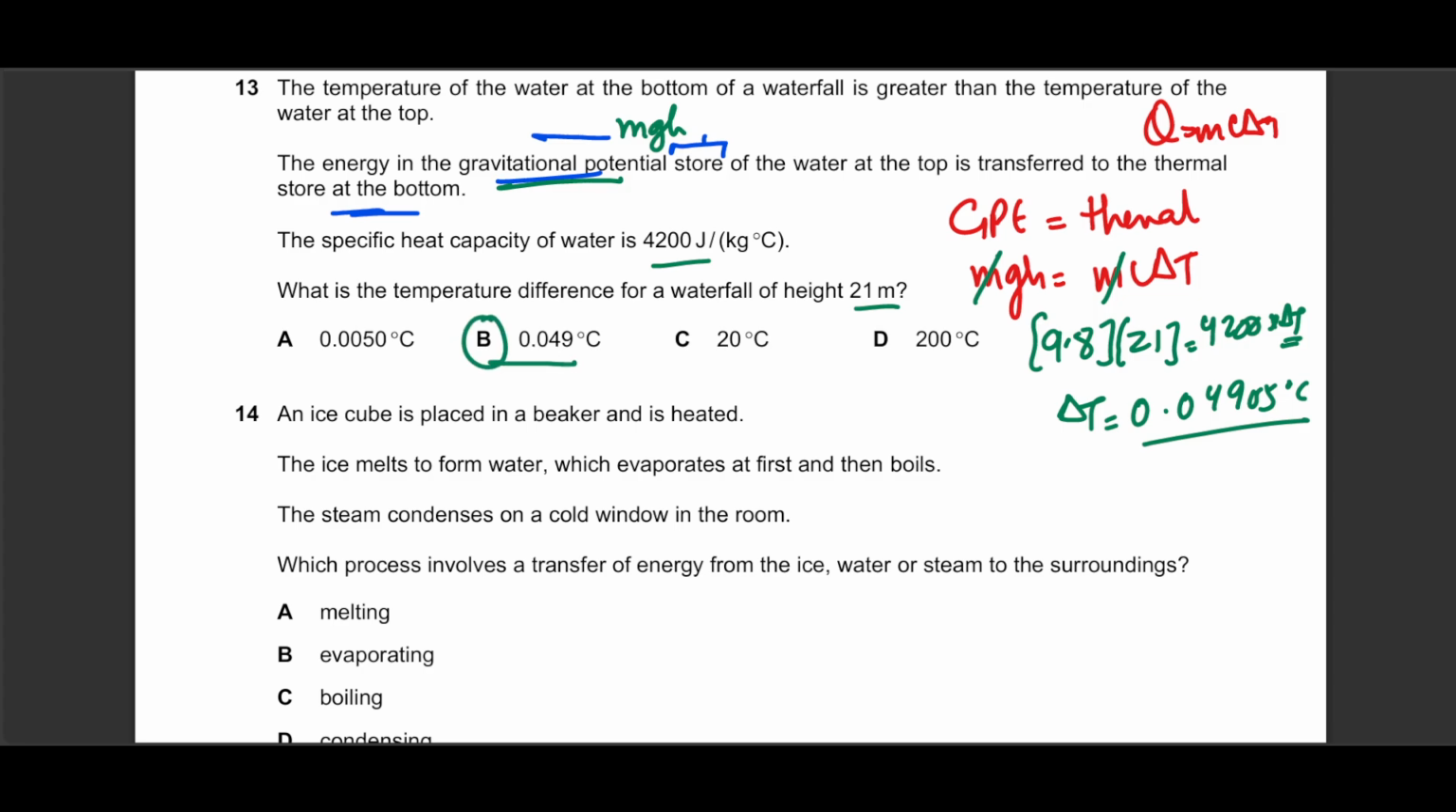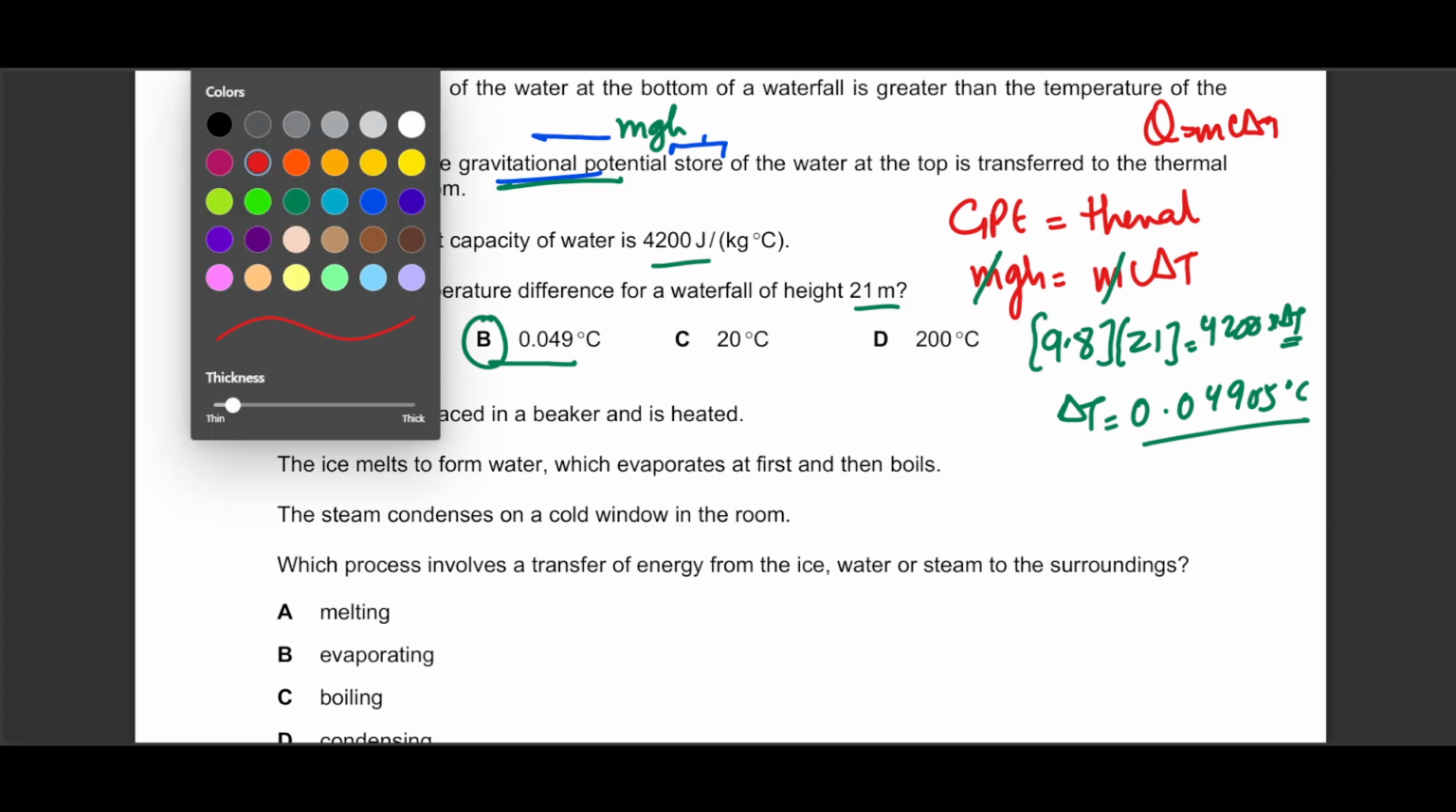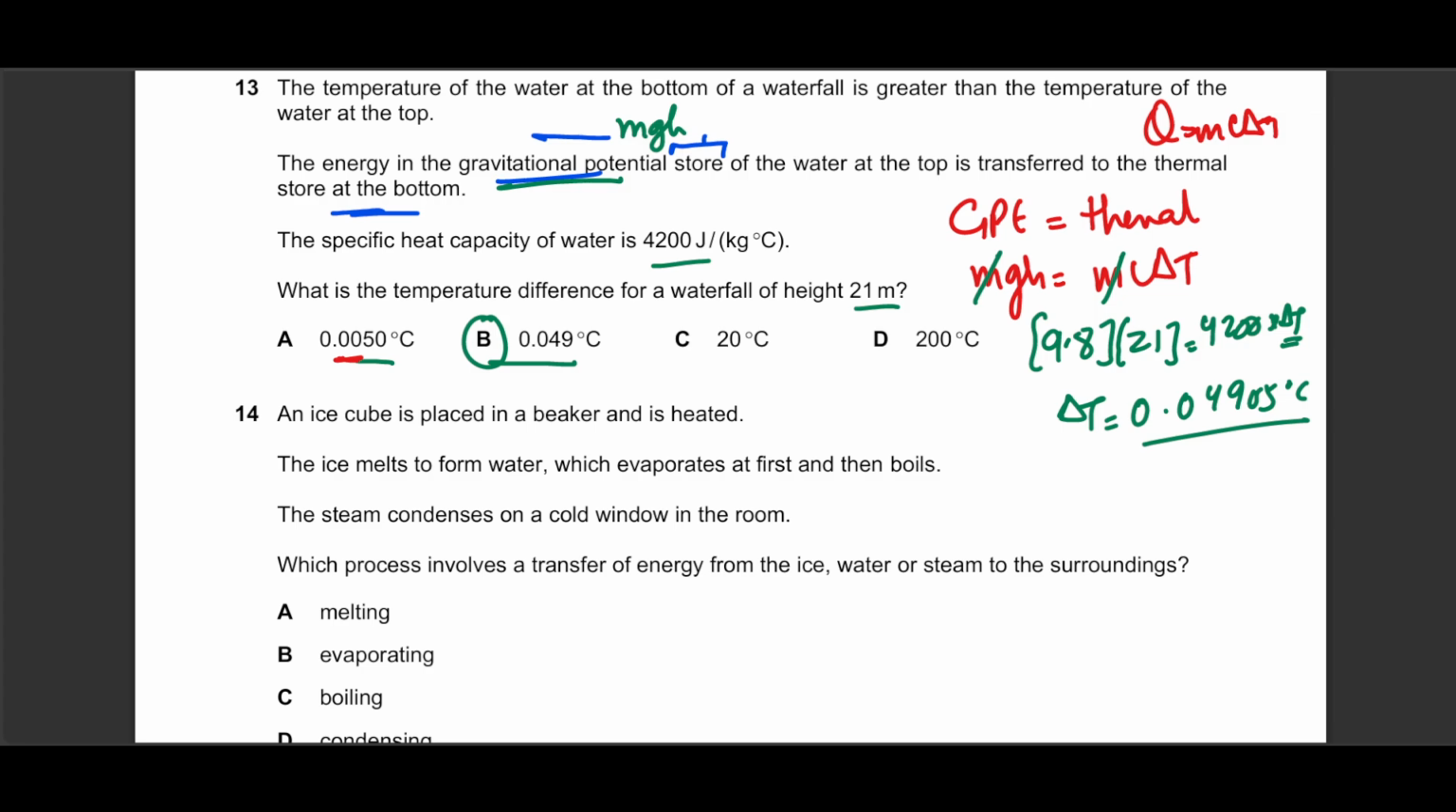Now notice that you might be tricked into choosing option A because it's rounded off to two significant figures, but be advised this is 0.0050, whereas the true answer we get is only 0.0490 after the decimal. So please keep your eyes open, be careful.